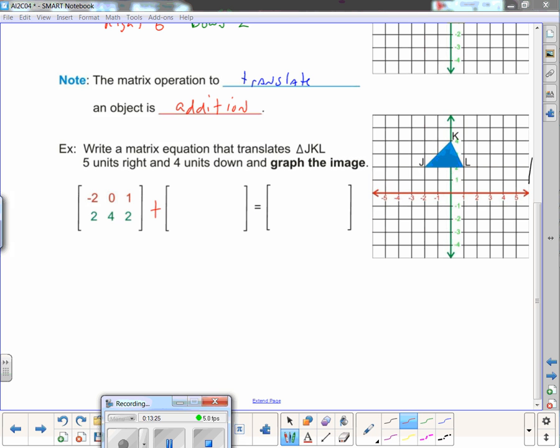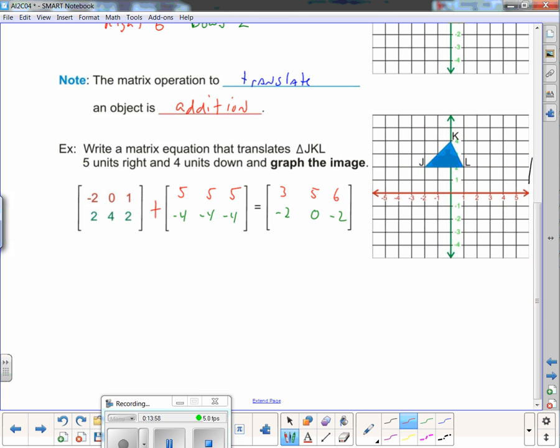Okay, so hopefully you're moving along that process. Basically the reality is if we got to move it 5 right, each of these values are simply 5. That's all it is. And if we've got to move it 4 down, then each of these are -4. We'll end up with the resulting matrix of 3, 5, 6. And the bottom row would be -2, 0, -2.